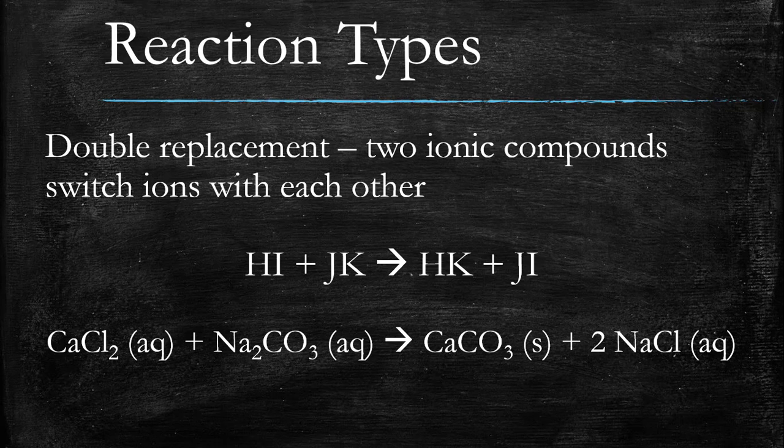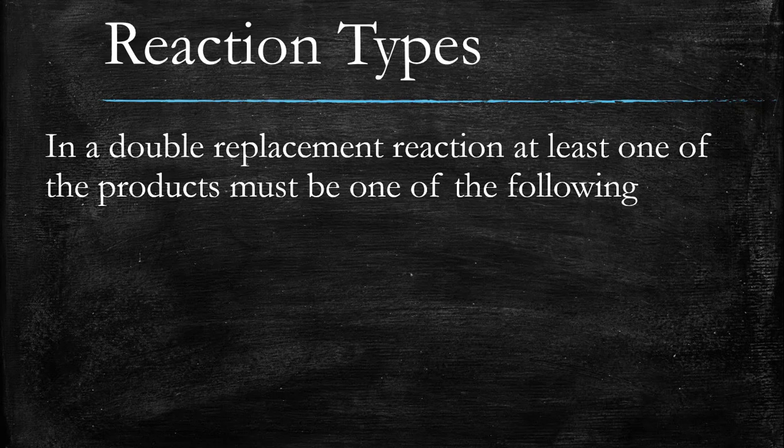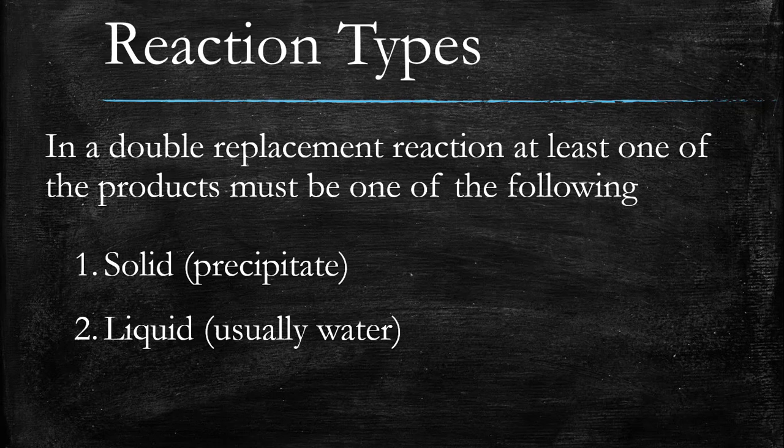When you have a double replacement reaction, you must have at least one of the following products be in the following state. A solid, which is scientifically known as a precipitate, a liquid, which is usually water, and a gas. You can have more than one of these, but you must have at least one in a double replacement reaction.